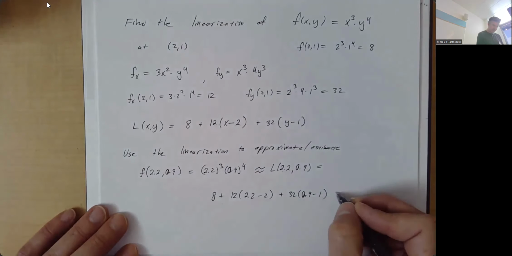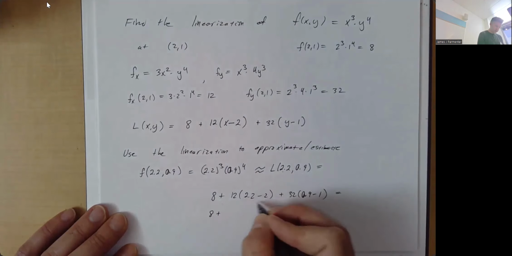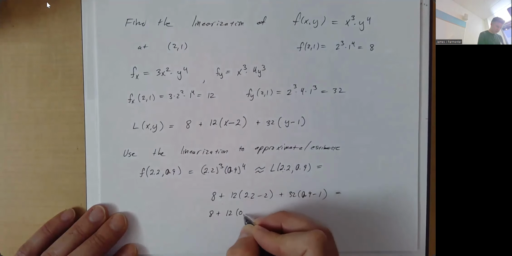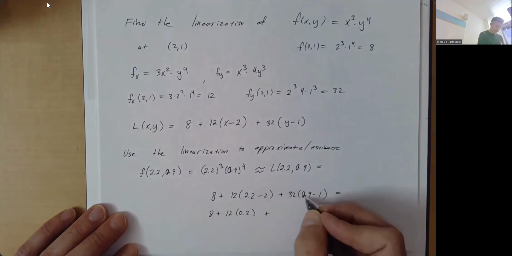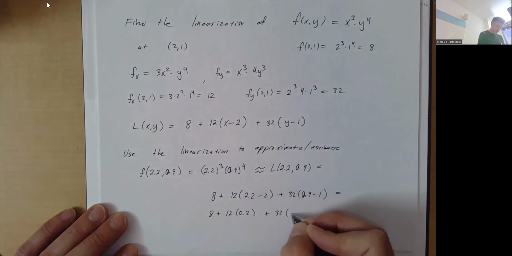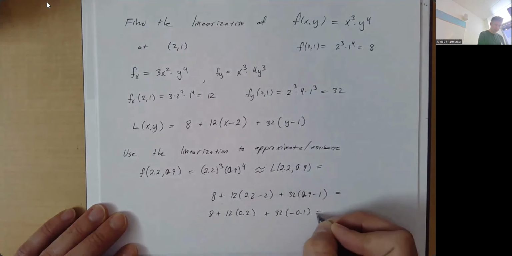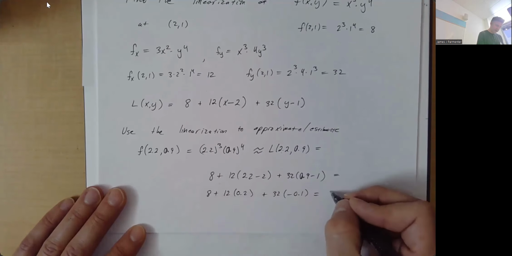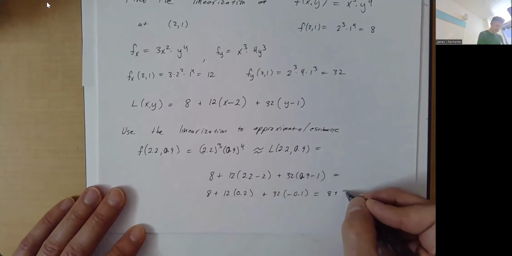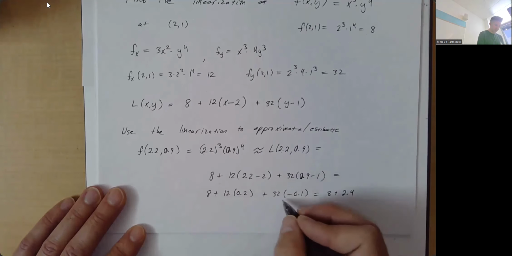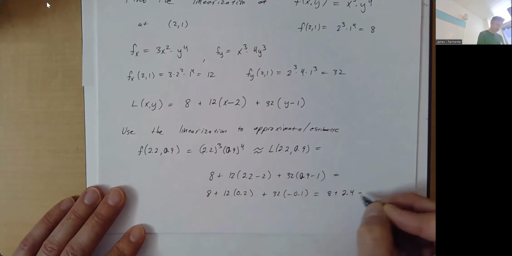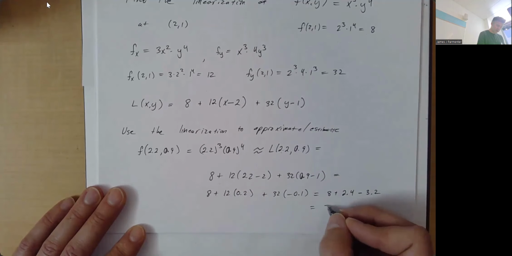So then 2.2 minus 2 is just 0.2, and 0.9 minus 1 is negative 0.1. I'm going to multiply this out. I get 8 plus 12 times 0.2, which is 2.4, and 32 times 0.1 is minus 3.2. So I end up getting 7.2.